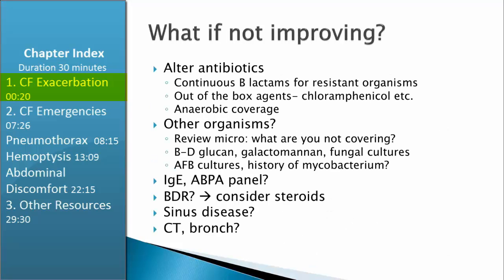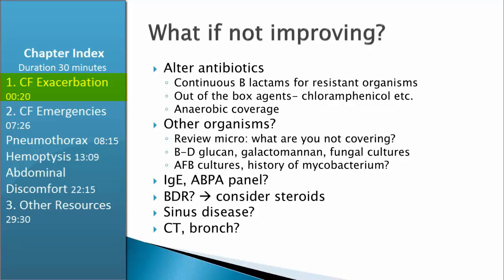What do you do if the patient is not improving clinically or spirometrically? The first thing to do is probably to alter your antibiotics. For patients with very resistant organisms, continuous beta-lactams can be one option. If they're really refractory to several different changes in antibiotics, you could think of some out-of-the-box agents like chloramphenicol, and think about whether or not the patient needs anaerobic coverage if you haven't been providing this already.